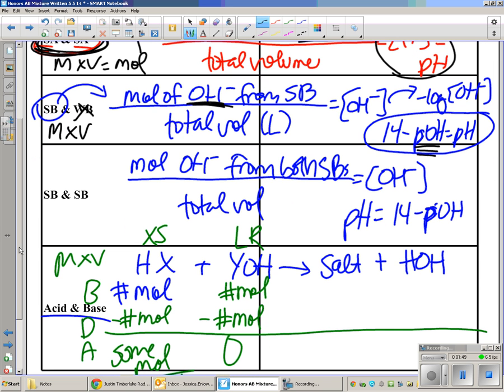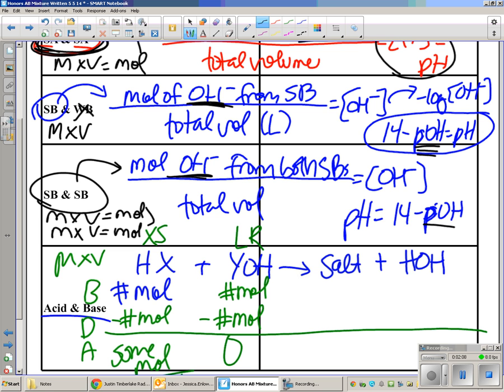If you have a strong base and a strong base, you get total moles of both of the OHs by doing M times V for the first one and then M times V for the second one, and adding those moles together to get total moles of OH divided by total volume again. That's going to give you OH concentration. Don't forget OH is going to give you pOH, so 14 minus pOH.